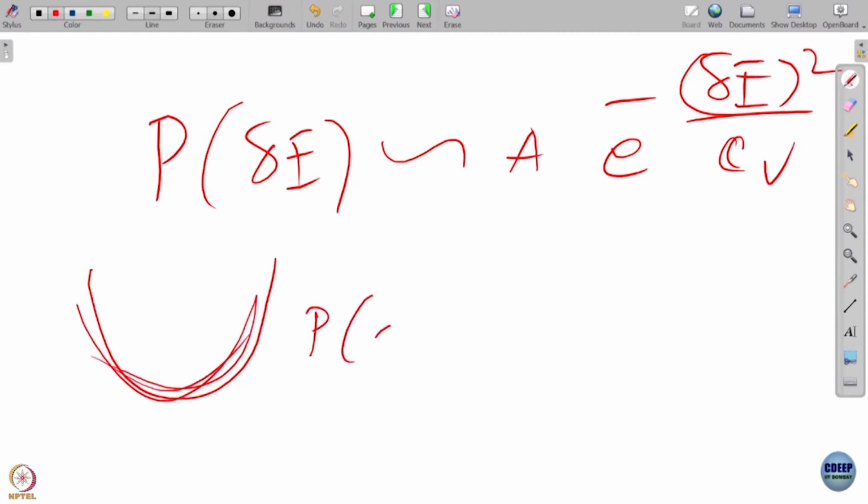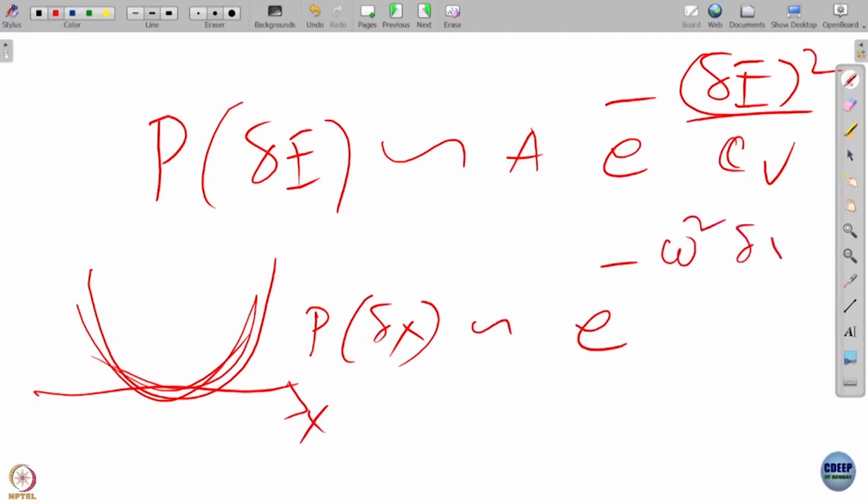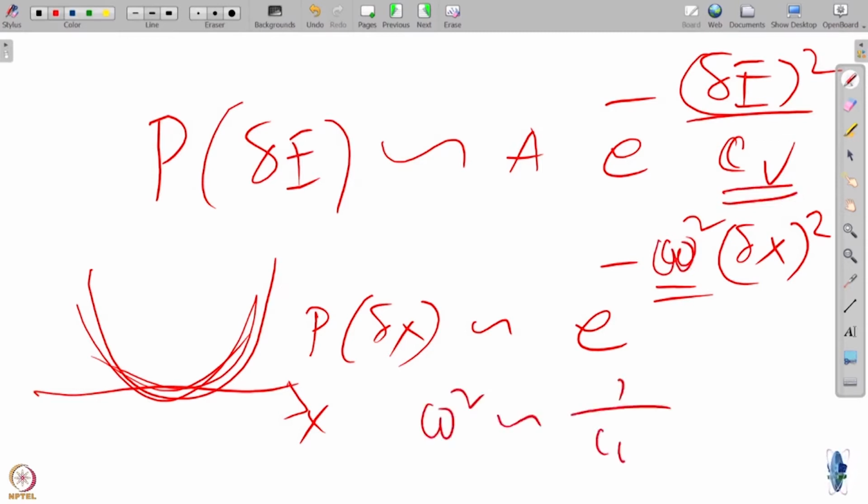If I have a harmonic thing, then what is the probability of a fluctuation delta x? If this is x, then it is again e to the power minus omega square delta x square. Now you compare the two: omega square is 1 over Cv. So, a stable system is bound in a harmonic surface.